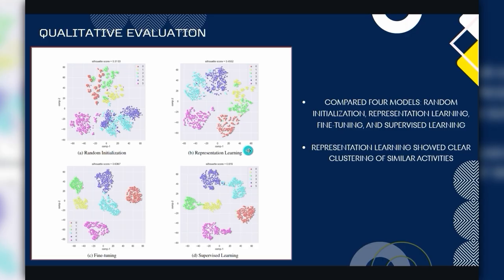They quantified this using the Silhouette score, which measures how similar an object is to its own cluster compared to the other clusters. Their method consistently achieved higher Silhouette scores, indicating better quality representations.